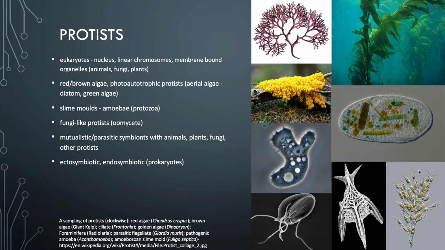That's why here in the photo you can see that red and brown algae. This is kelp here. They are lumped in this group. Photoautotrophic protists, like all the different various types of algae, including the unicellular diatoms, they're all lumped in this group as well.